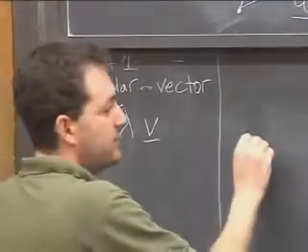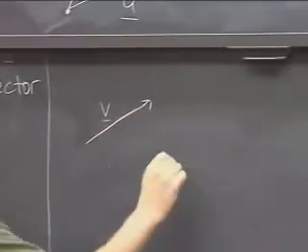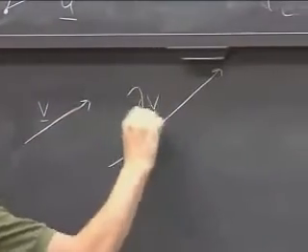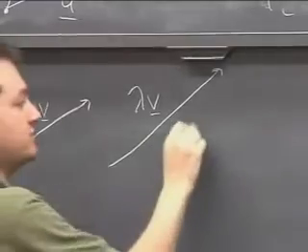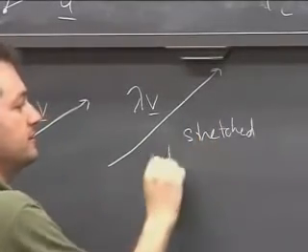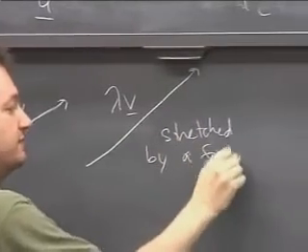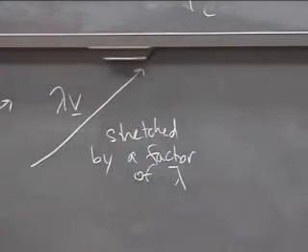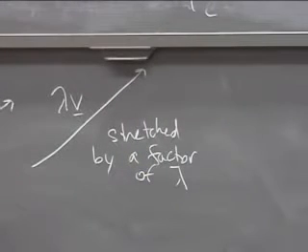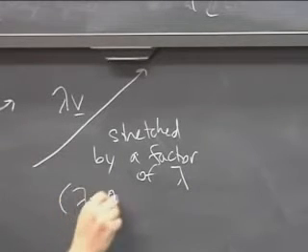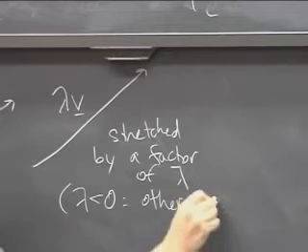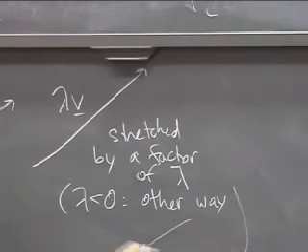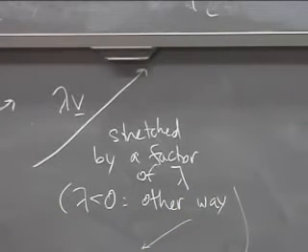And geometrically what this does is, if this is v, lambda v stretches it by a factor of lambda. All right? So if lambda is negative, it points the other way. Lambda less than 0, other way. E.g., in this case, backwards. All right? Minus 1 would be exactly the same length, but pointing the other way. All right?